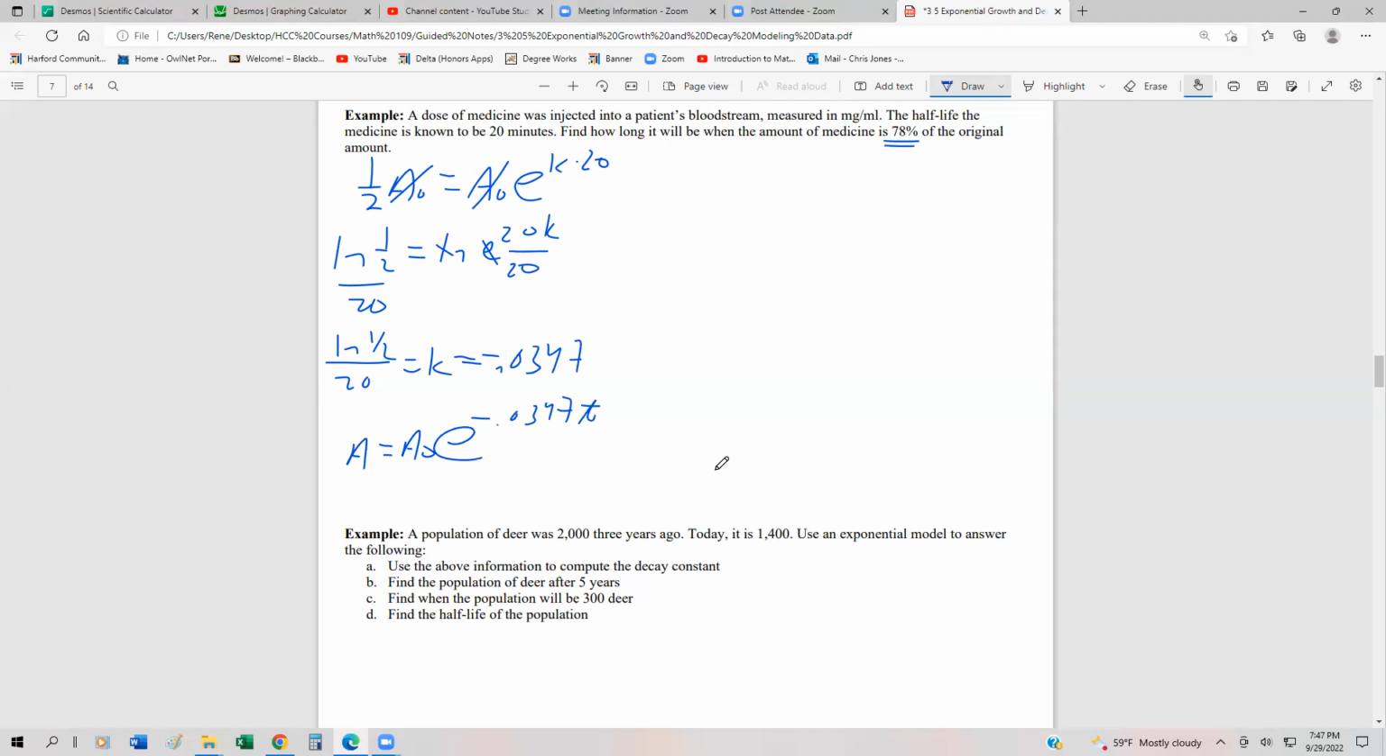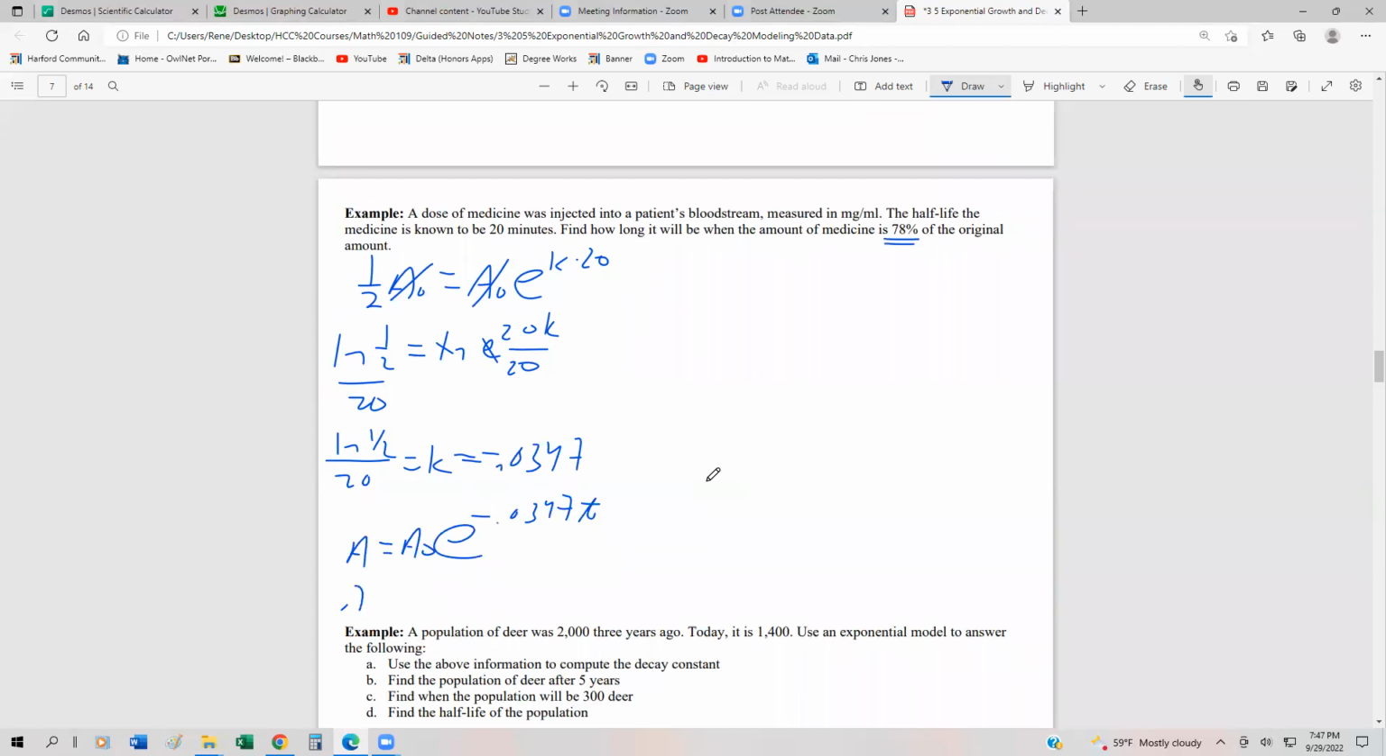So what we could do is say, okay, that's going to be 0.78 of a sub naught, because that's 78% of the initial amount. Okay, so we're just going to substitute 0.78 of a sub naught back in for A, and that's going to help us figure out what the time is going to be. All right, so 0.78 a naught is going to be equal to a naught e to the negative 0.0347t. Divide by a naught.